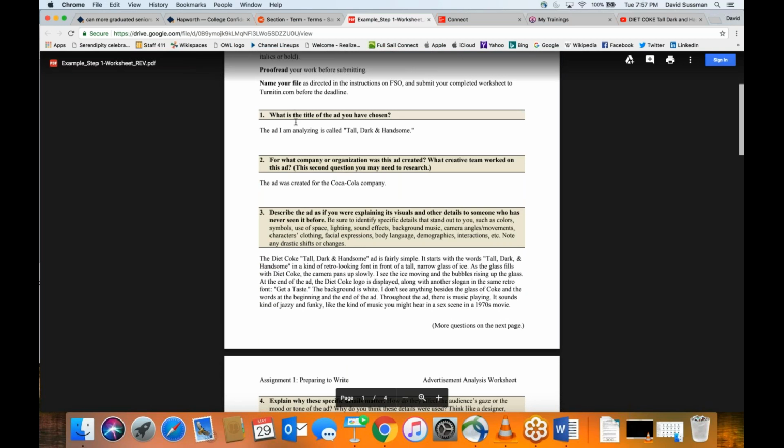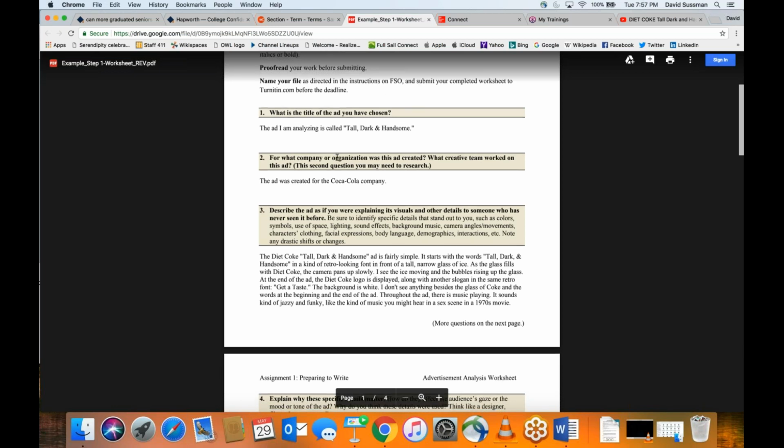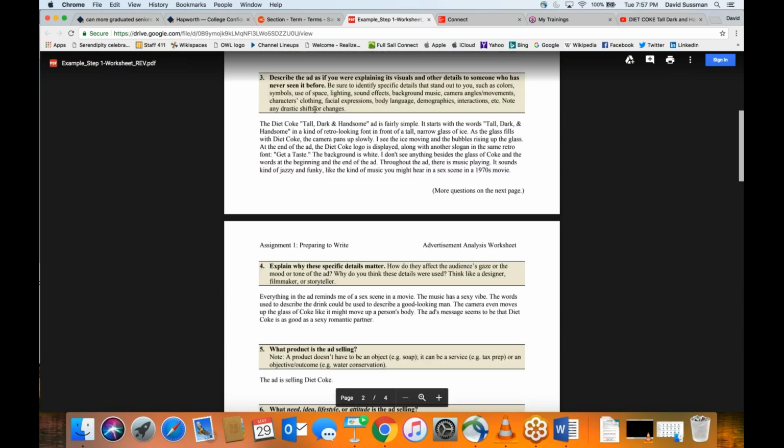Okay, most of the prompts, and by the way, this is what you're doing, you're filling out this template, and most of them are self-explanatory. So what is the title of your ad? For what company was this made? Number 3, describe the ad as if you're explaining its details to someone who has never seen it before.